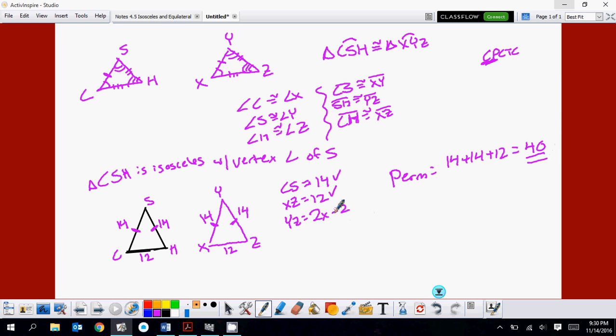If I try to find x, well, now it looks like YZ is the same thing as 2x minus 2. So to find x, I've got to actually set that 14 equal to 2x minus 2. So I'm finding x so that YZ is 14. I've got to add the 2. So I get 16 equals 2x, or x equals 8 in this case. So I found both the perimeter and the x value.